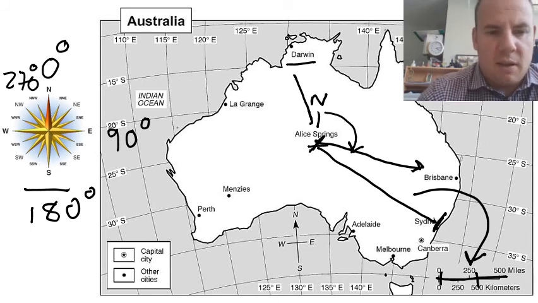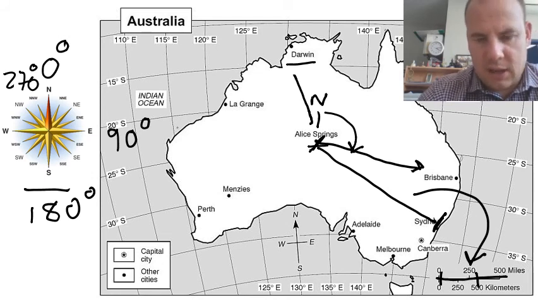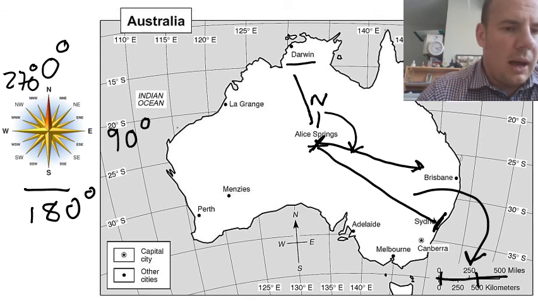So bearings is another way of doing direction, but we use degrees. Distance, we use a ruler and the scale, and then direction, we use our compass. Okay, so what I'm going to do, I'm going to put some questions up, use the video to try and answer them. Thanks.